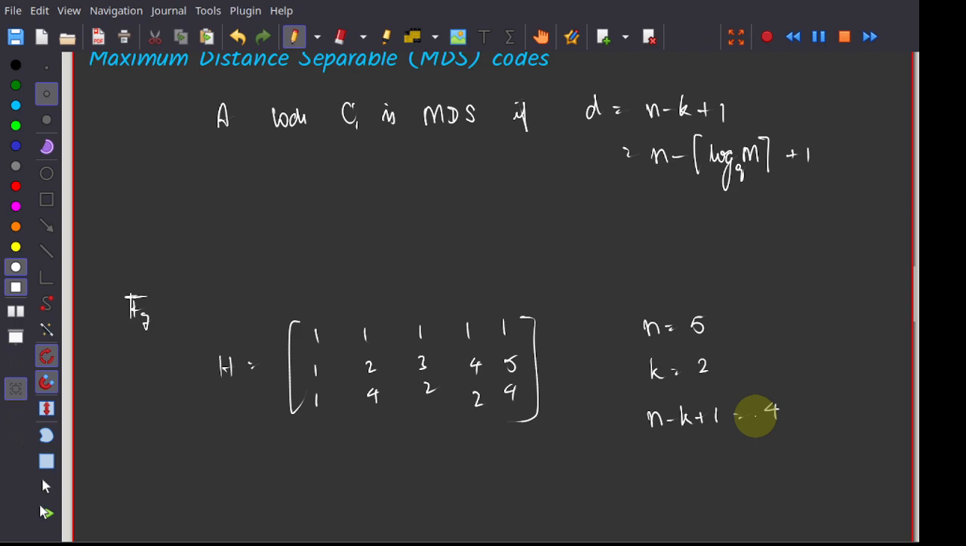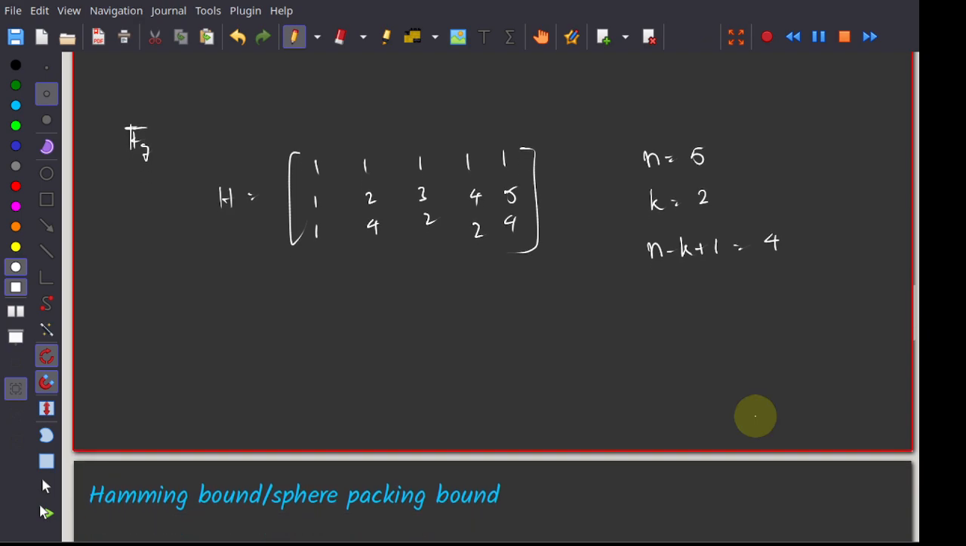Now, is every pair of columns linearly independent? We have to be careful because this is over F7. But in fact, you can show that they are linearly independent by taking the difference between every two columns. Or is every 3x3 submatrix linearly independent? Just as an example, let us take the first three columns. How will you check whether these are linearly independent or not?